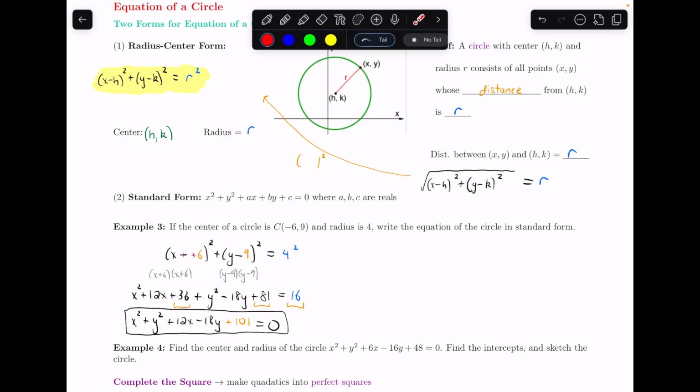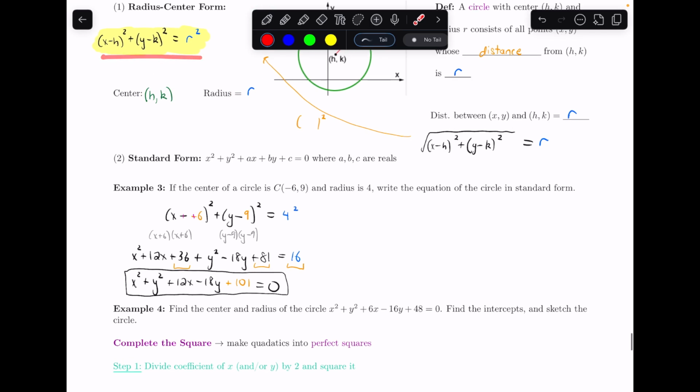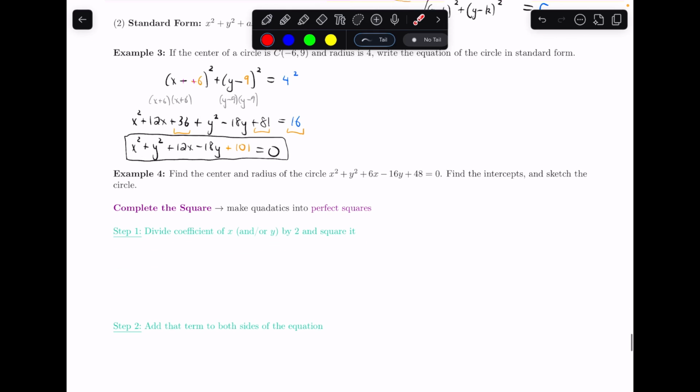So usually it's a lot more helpful to us if we have the equation in this radius center form, because I can just read off the center and the radius very quickly when it's in this form. But if I was just given something in the standard form, it's kind of hard to identify the center and the radius super quickly. So how do we do that? Let's do an example. Let's say I want to find the center and the radius of this circle, which is right now in standard form. And then we'll also find the intercepts and sketch the graph of the circle.